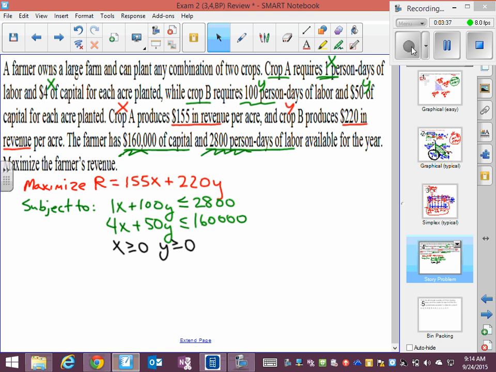If you wanted to solve this, since it doesn't indicate how you have to solve it, you could either use the method of corners or the simplex method. Just would be your choice at this point. I'll leave that up to you.